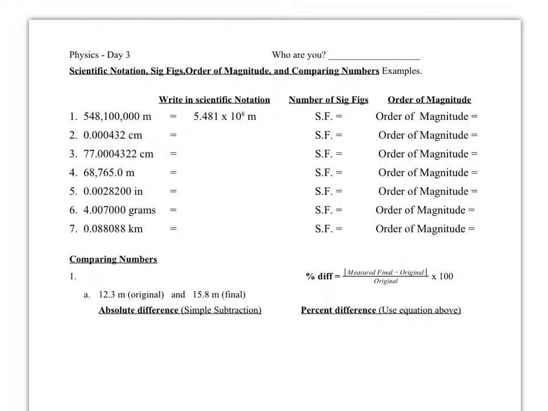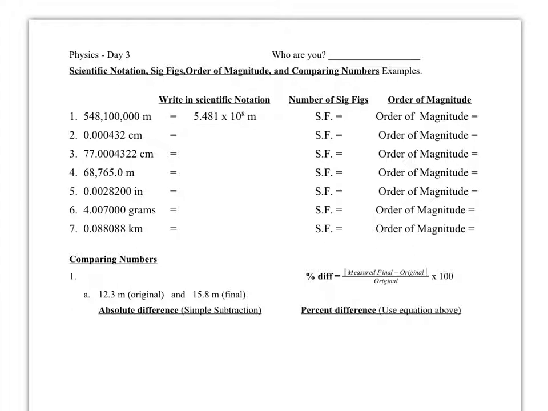Bottom line is you always want to put the number in such a position that the decimal number is less than 10. So in the first case, we have 5 point something. The original number was 548,100,000. So we always move the decimal into the position between the first two digits, always maintaining the number of sig figs. So let's do that in conjunction here.